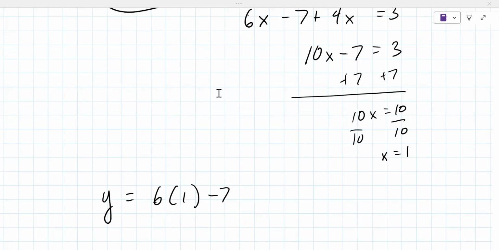X equals 1. Nope. Y equals 1. 6 minus 7. What does that become? That's -1. There you go. So x is 1 and y is -1. All right, we're gonna go ahead and stop here for today.